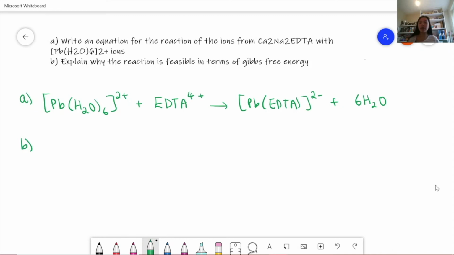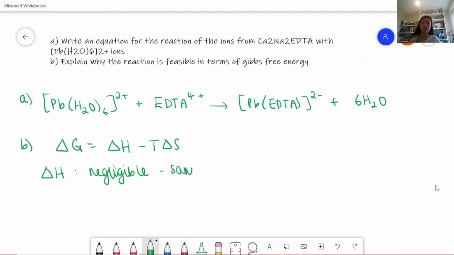And then for B, explain why this reaction is feasible in terms of Gibbs free energy. So we have delta G is equal to delta H minus T delta S. And so first looking at delta H, we know that this is negligible during these ligand substitutions, and this is because we're breaking 6 bonds to get rid of the waters, but we're also forming 6 bonds with the EDTA, and so there's the same number of bonds broken and formed.